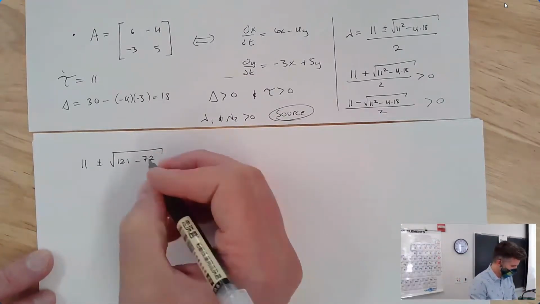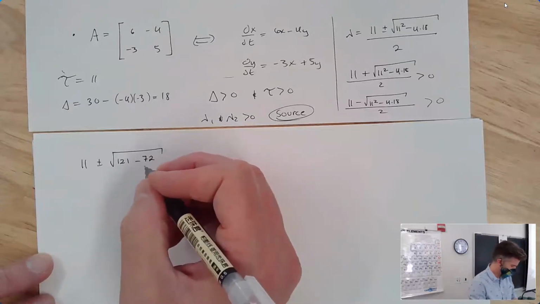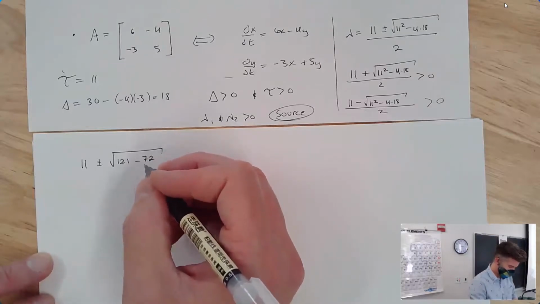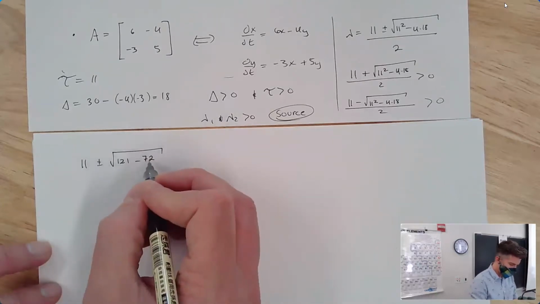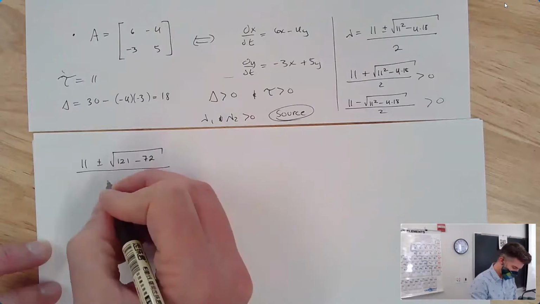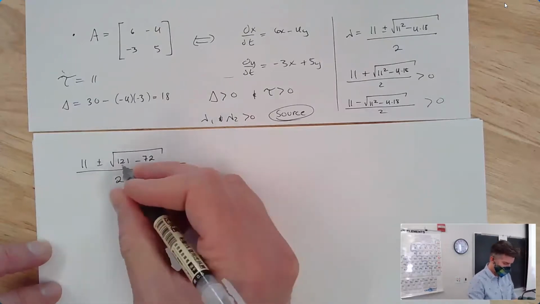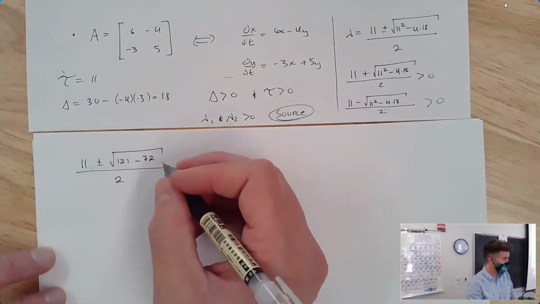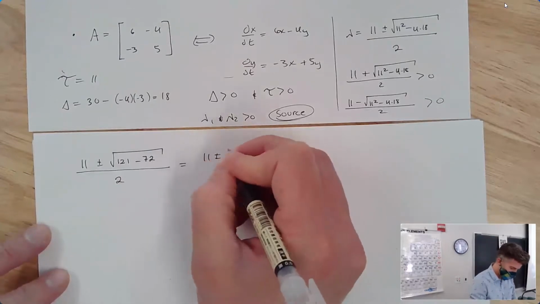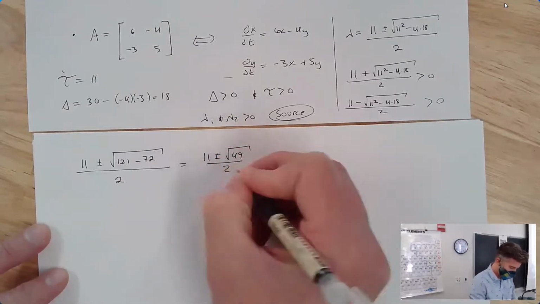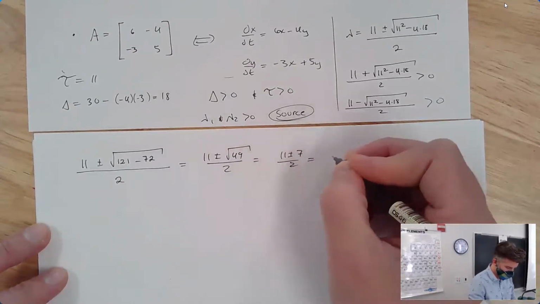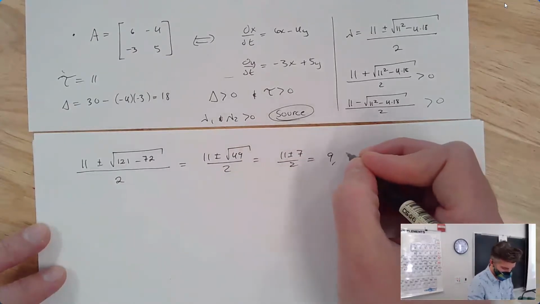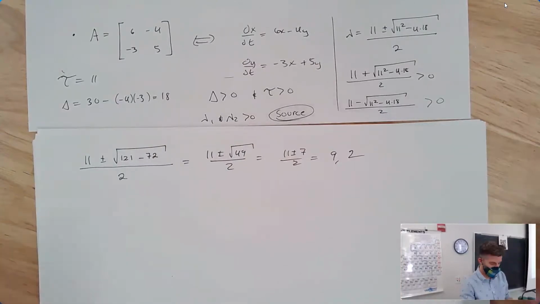That looks terrible. Why is that not seeming to be what I want it to be? Could I have made a mistake? It's always possible. Oh no, I didn't make a mistake. I'm just adding poorly. 121 minus 72 is 49. 11 plus or minus the square root of 49, over 2, is 11 plus or minus 7 over 2, which is 18 over 2 and 4 over 2.